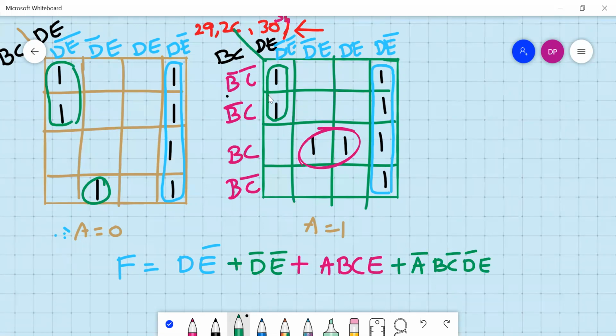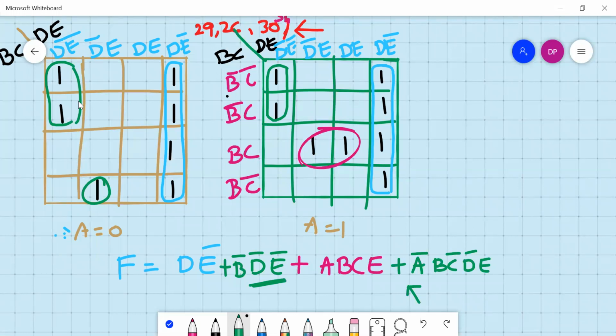This green color line should have 3 variables, but we have written only 2, so there is some error here. Let's rectify it. B bar. P bar is also common, right? Group of 4 will have 3 variables, group of 8 will have 2 variables. Group of 16 will have 1 variable, either A or A complement. And group of 32, the answer will be 1. So this is our reduced expression.